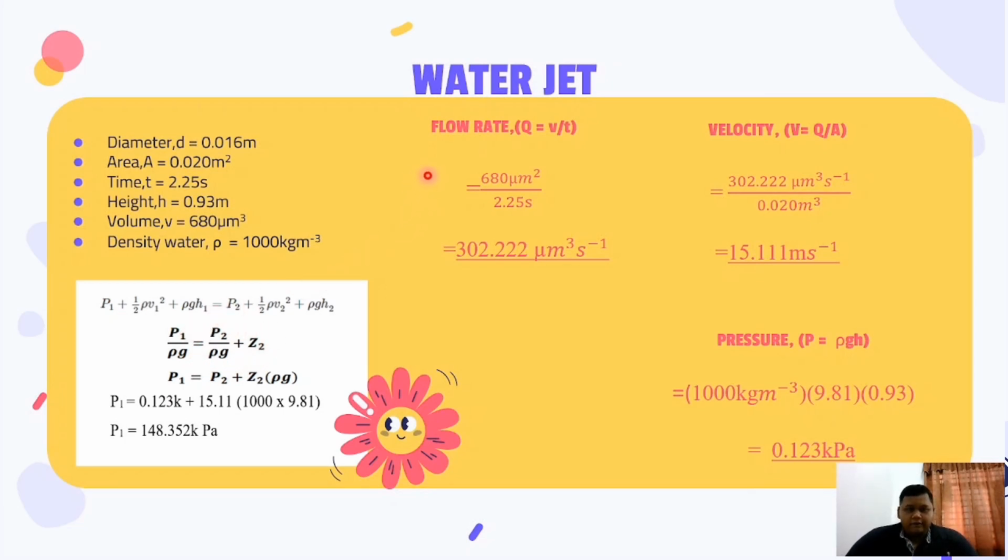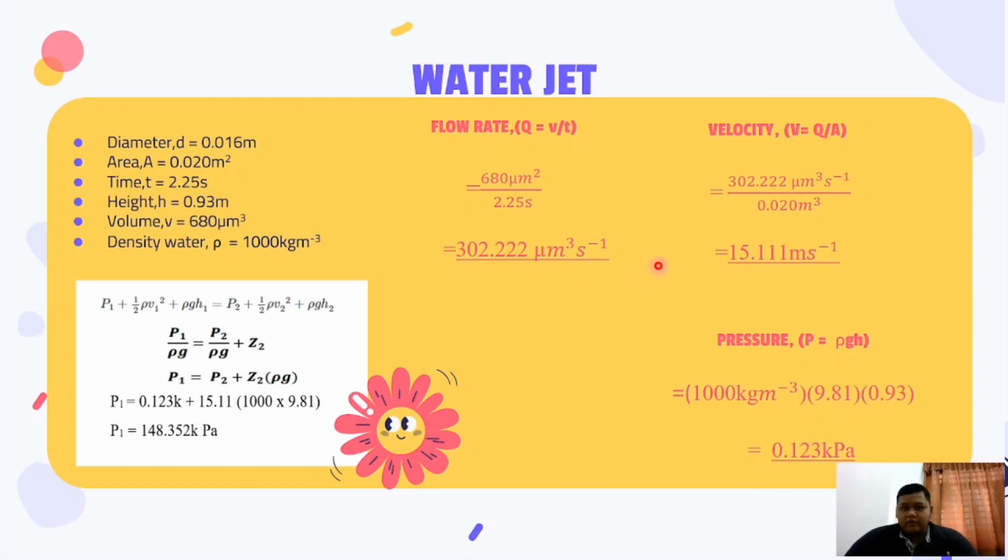Okay, firstly we calculate the flow rate. The formula that we use is Q equal to volume over time. The volume that we get is 680 micrometer cube. We divide by 2.25 second, and the result that we get for the flow rate for water jet is 302.222 micrometer cube per second.